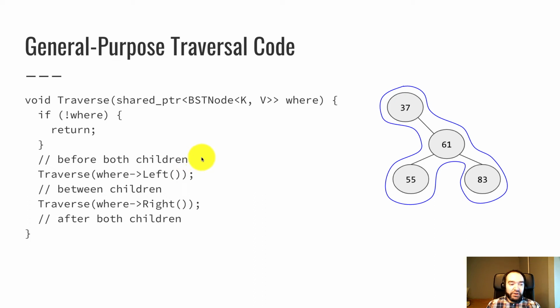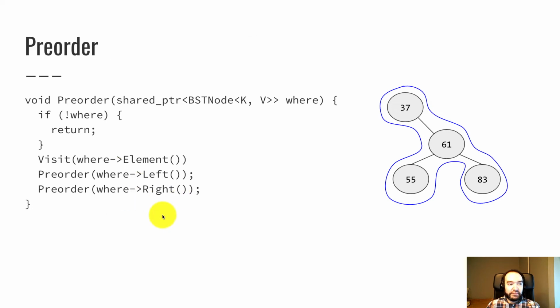And if we put code in the first spot, we'll get preorder. If we put code in the middle spot, we'll get inorder. And if we put code in the third spot, we'll get postorder. So let's go through concretely what those look like. Here's the preorder traversal function.